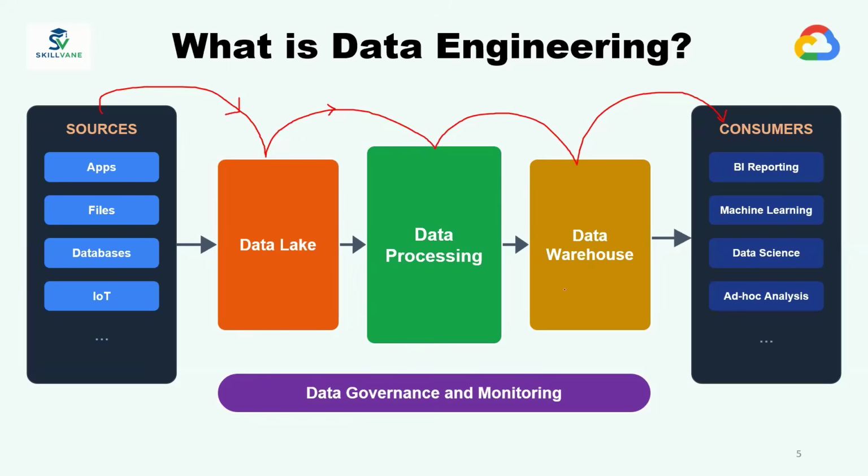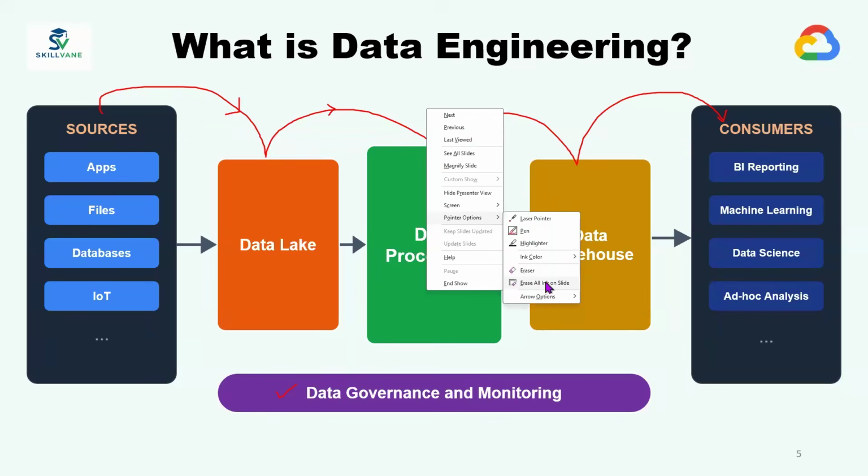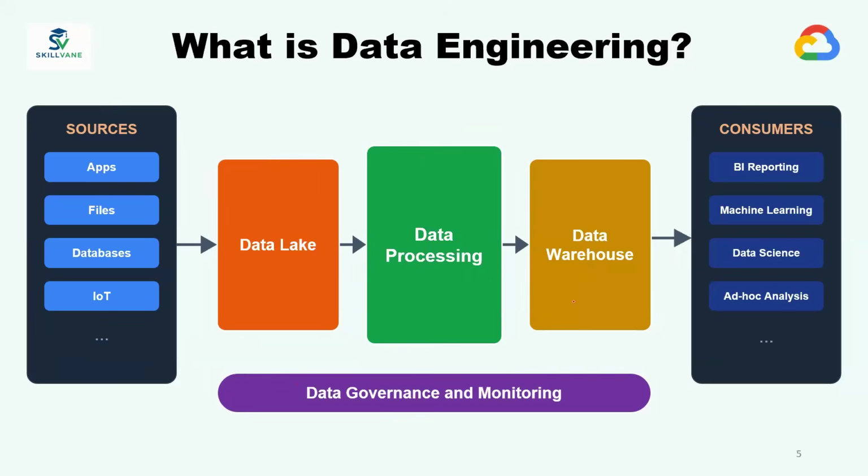So when the data is moving between the platforms, you need to make sure that the data is accurate, complete, and access controlled. That will again be done with the help of data governance and monitoring. Data governance and monitoring will make sure that your data is accurate, complete, and controlled within the platform itself. So this is what data engineering is, everyone. On a high level, whatever you are seeing on the screen, this is data engineering.